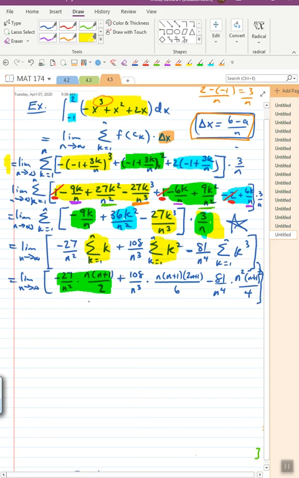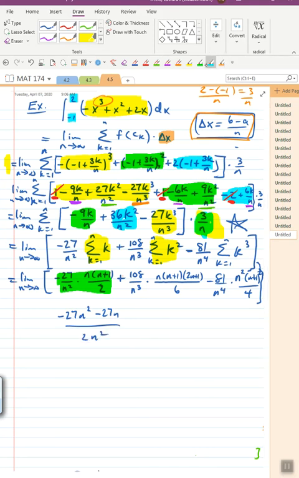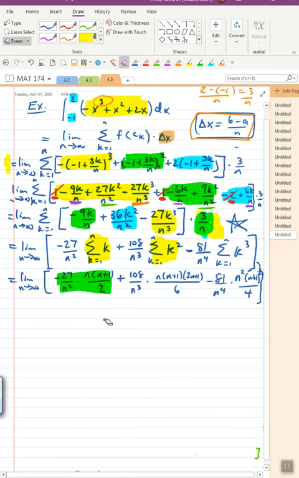And so again, you don't need to write all this out, but if I wrote out what that was, it would be negative 27n squared minus 27n over 2n squared. And I'm looking at the degrees both being 2, which means the limit as n goes to infinity is the ratio of the leading coefficients. So for the one in green, it should be negative 27 over 2. Okay, what's that next one?